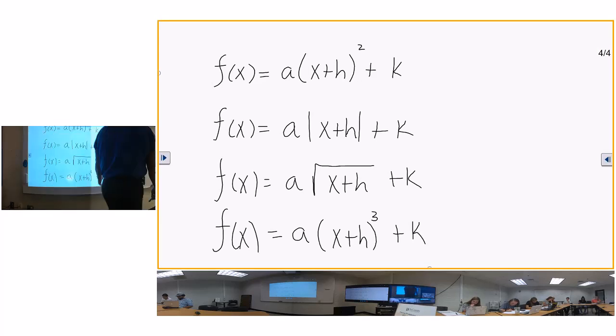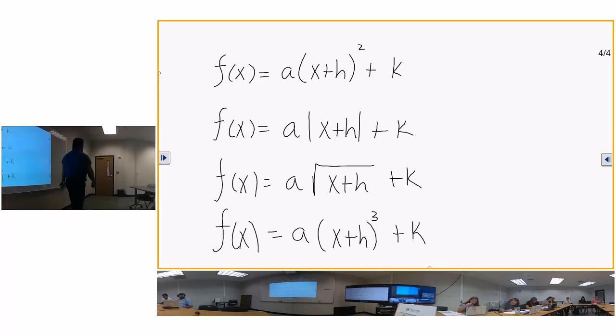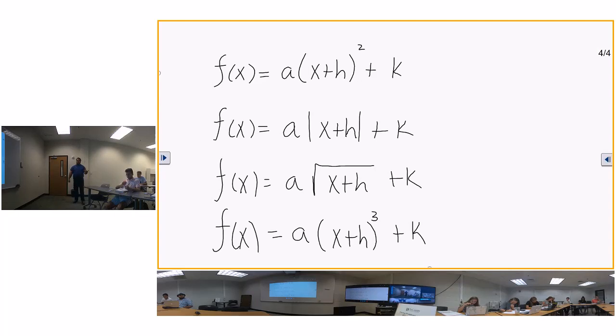Now, what does everybody notice about these 4 examples that I put on the board? Tell me what you notice. Anything. They've got the same variables in the same places. Okay, that's one thing. What else do you notice? They're all versions of the parent graphs.